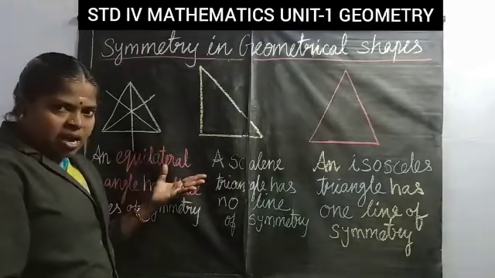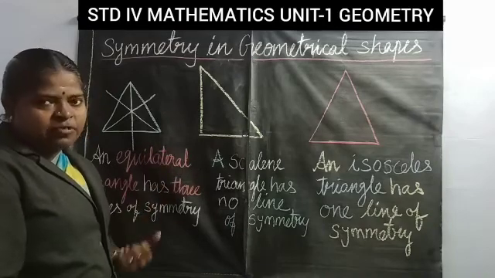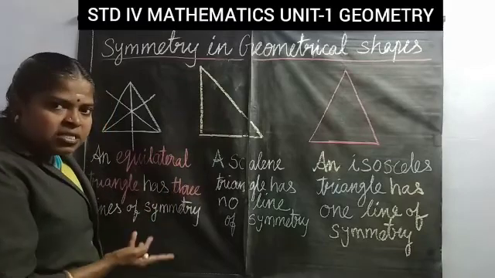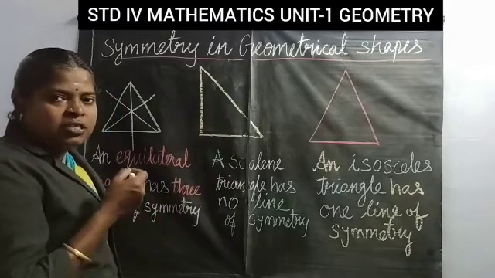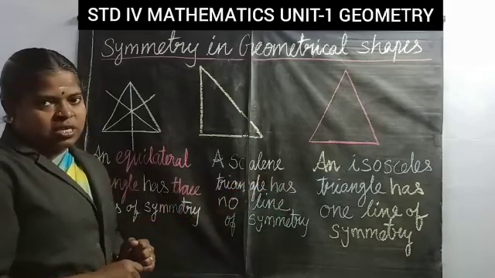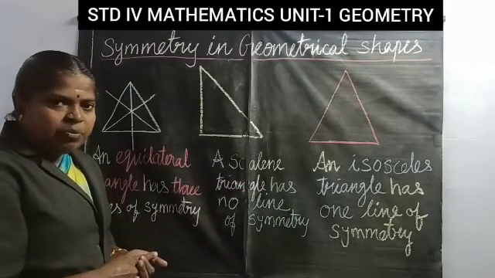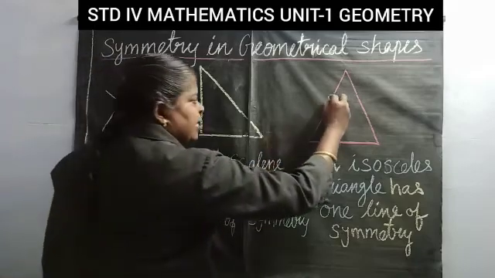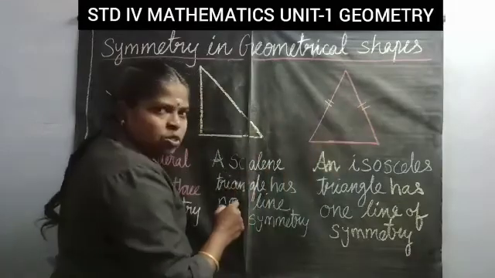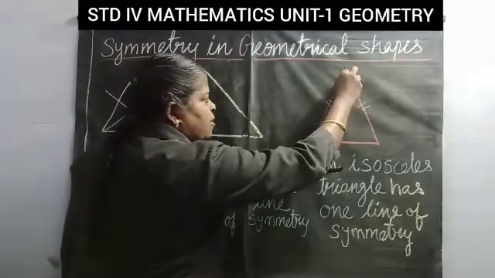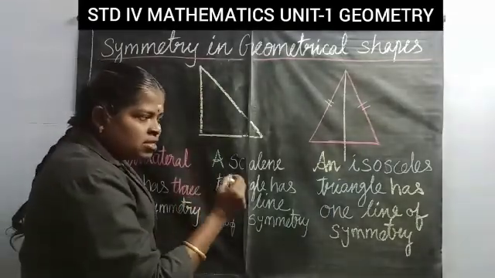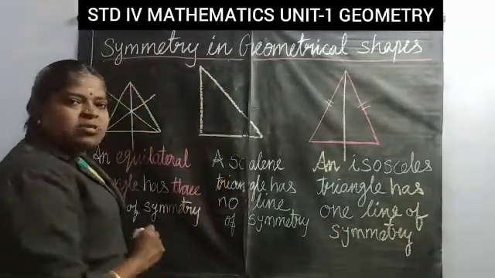A scalene triangle has no lines of symmetry because here all 3 sides are different. So we can't draw the line of symmetry. Last one, an isosceles triangle. Isosceles triangle means 2 sides are equal. So we can draw 1 line of symmetry. An isosceles triangle has 1 line of symmetry.